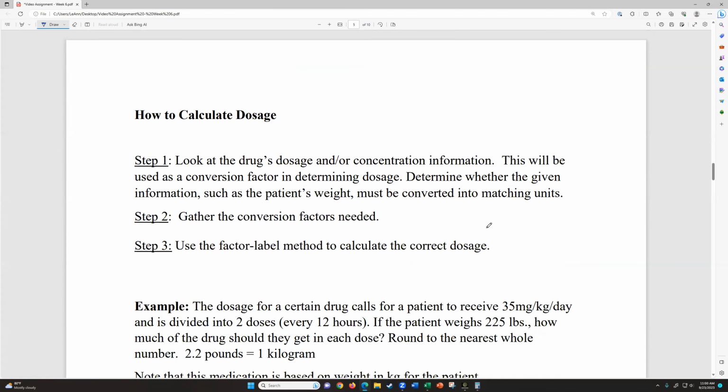So it says, look at the drug's dosage and/or concentration information. This will be used as a conversion factor in determining dosage. Determine whether the given information, such as the patient's weight, must be converted into matching units. So if we give you the person's weight in pounds and the drug dosage is in kilograms, we will have to make that conversion first. Gather all the conversion factors needed and use the factor label method to calculate the correct dosage.